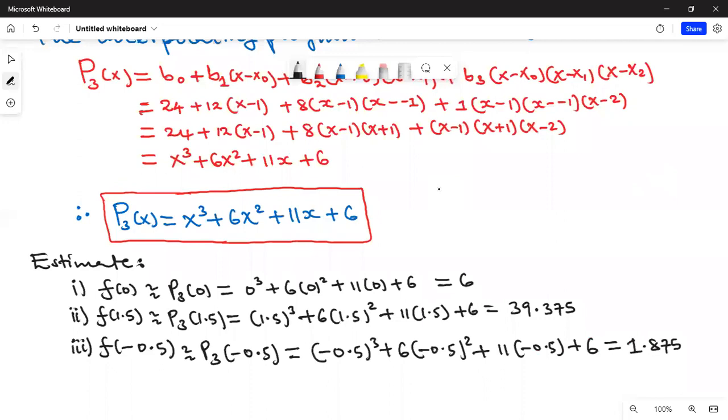So that's how to use Newton's divided difference interpolation technique to come up with an interpolating polynomial and also estimate some values of f of x at non-tabulated points between the tabulated x values.